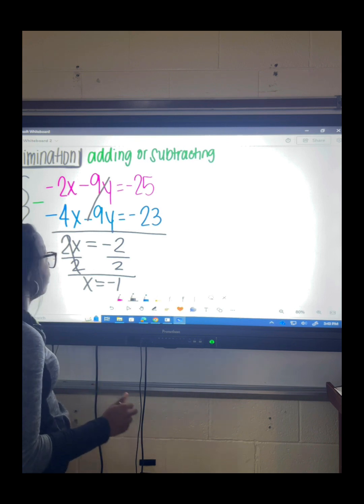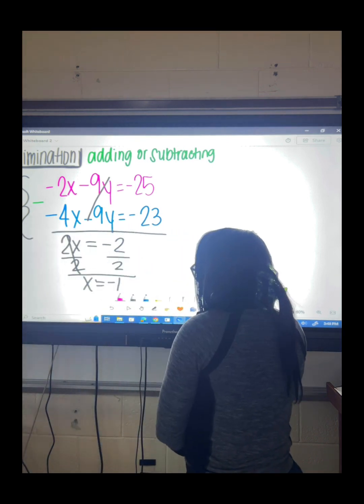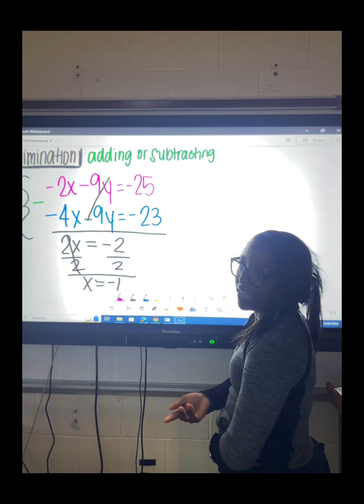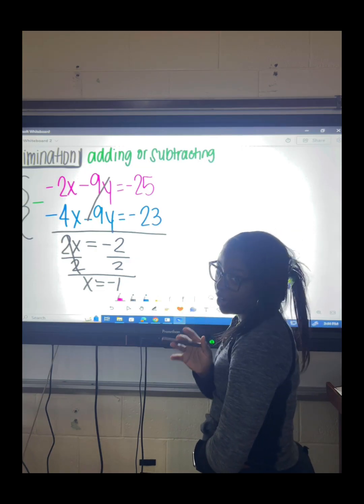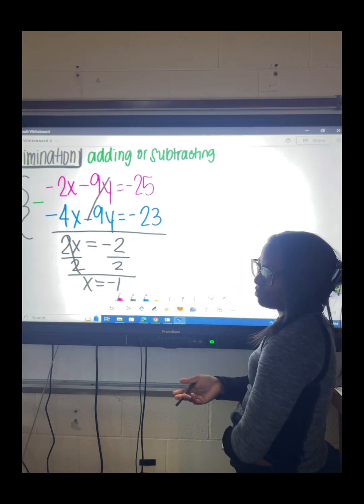It don't matter. I want to pick the top one because I like pink. But I only like writing in pink. That's the crazy part. I do not like wearing pink, but I like writing in pink.